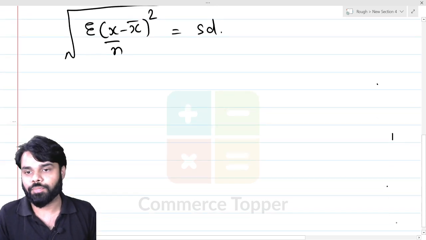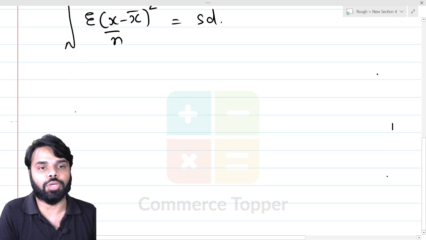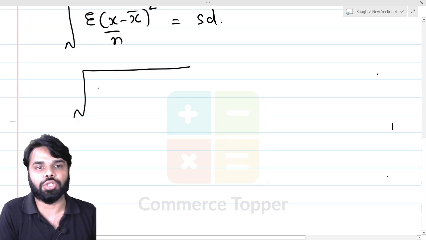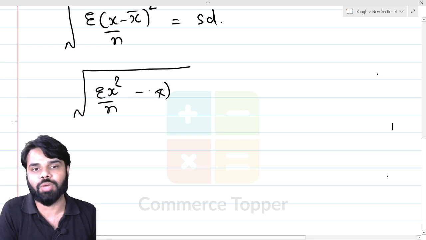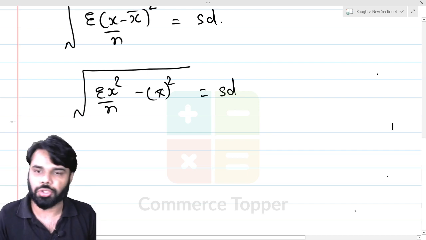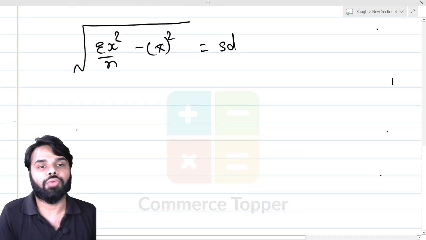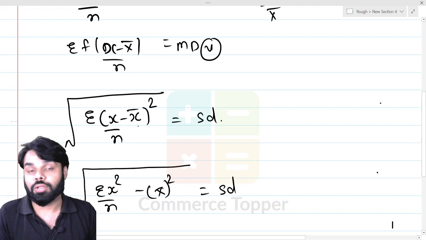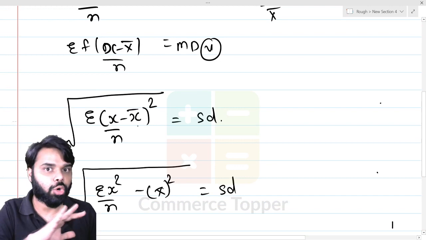The same formula you can use in a different way too: square root of sigma x square divided by n minus x bar square. So here you will find the standard deviation. Okay, good. One more thing.